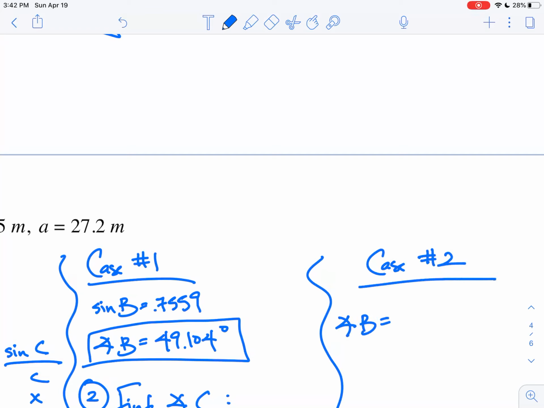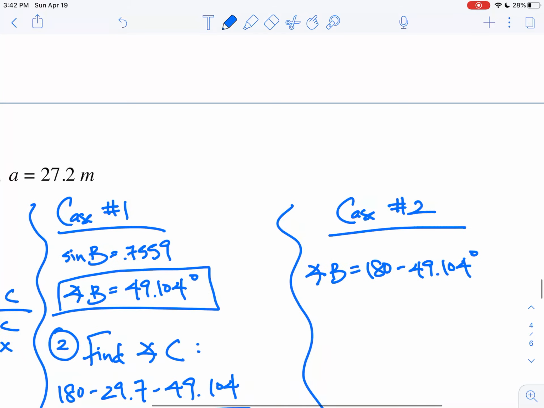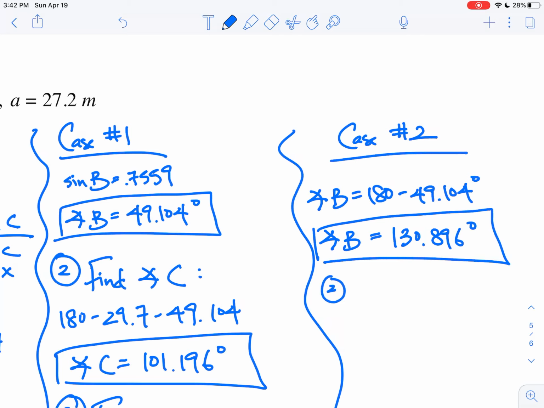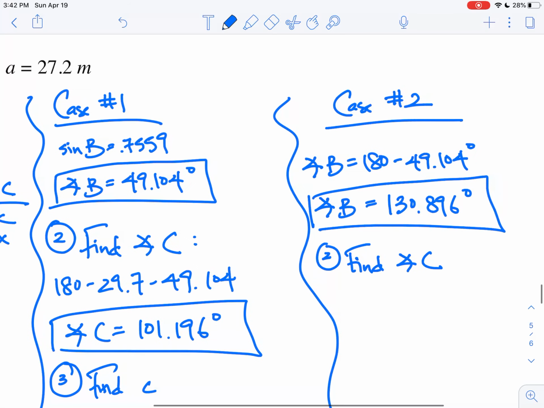So let's say that angle B is actually 180 minus 49.104. That would make angle B equal to 130.896 degrees. Okay, so that is our other possibility. So let's see if we can find an angle C. If we can find an angle C, that means there's a second triangle. Okay, so we're going to do 180 minus 29.7 minus 130.896.